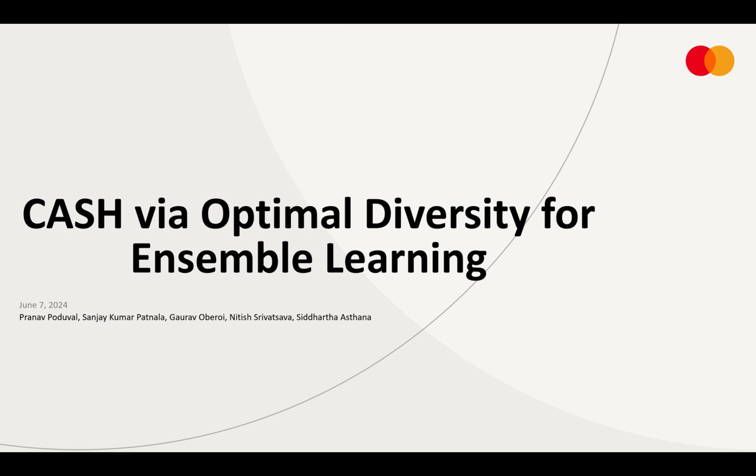I will be presenting on the topic CASH via optimal diversity for ensemble learning. CASH stands for Combined Algorithm Search and Hyperparameter Optimization. It is of critical value for Mastercard and I believe many other companies that work in the domain of tabular heterogeneous data. Because as our data drifts and new patterns arrive in our data and we would like to capture those, it is a wise strategy to automate our entire step of algorithm selection and hyperparameter optimization so that we can have some performance guarantees.